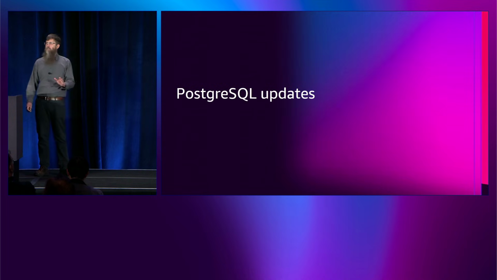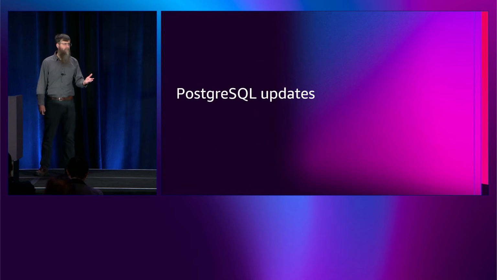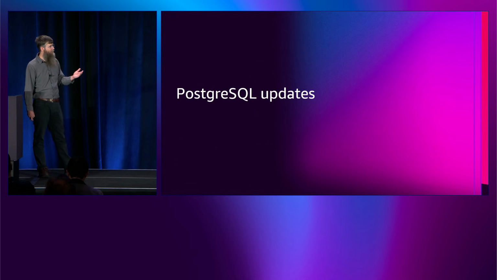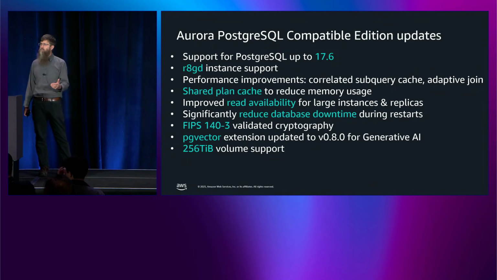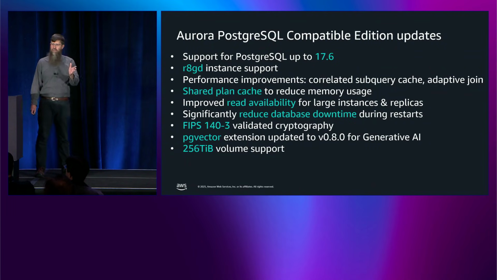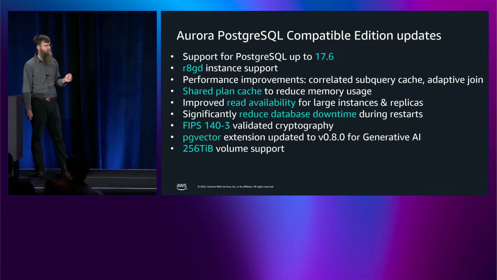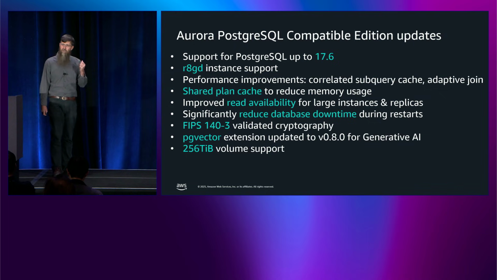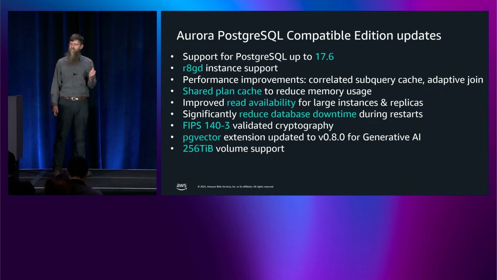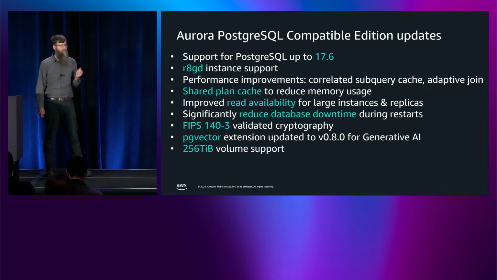Okay, so Aurora Postgres is fully Postgres compatible, so we also always take in Postgres updates from upstream. So I want to just talk through some of the laundry list of what we've got here, and this is a very long list. Lots of things are missing, so I apologize if the thing you're looking for is not here. We support up to Postgres version 17.6, I only just did that last week. We support the R8GD instance type with a local disk. We'll talk some more about that today.